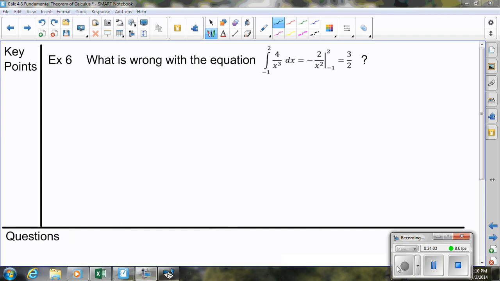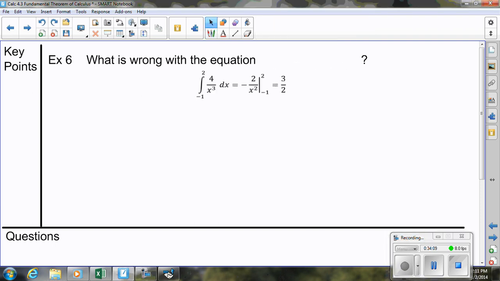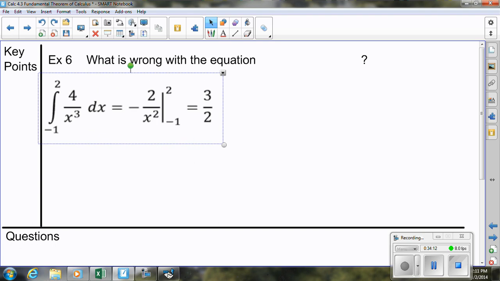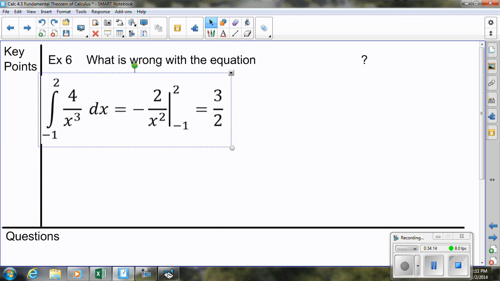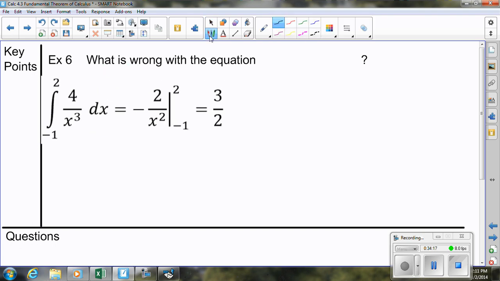And our last problem then, what's wrong with this? Okay. Well, we're going to note, if we want to get the area underneath the curve 4 over x cubed between negative 1 and 2, we're looking at it and saying we want to have this particular piece saying, here's our answer.